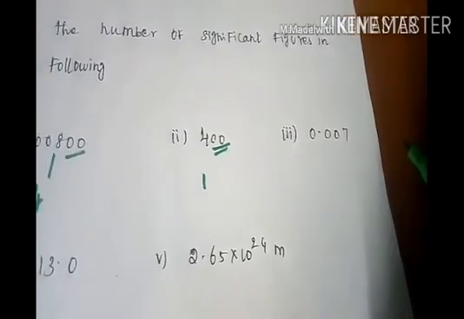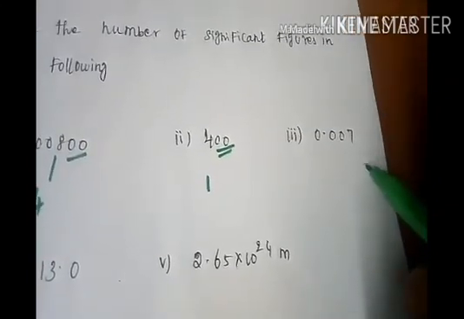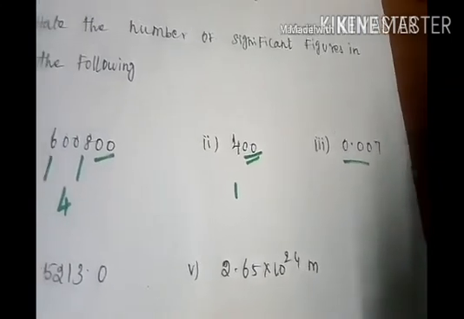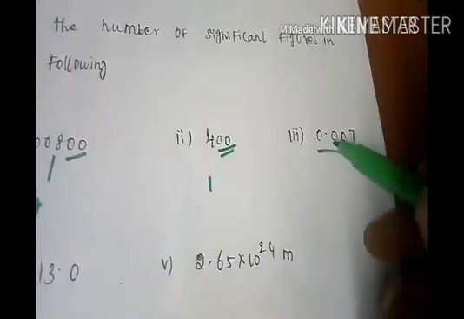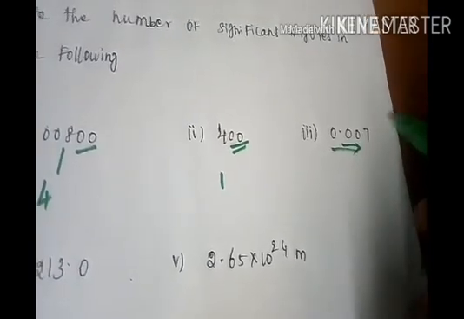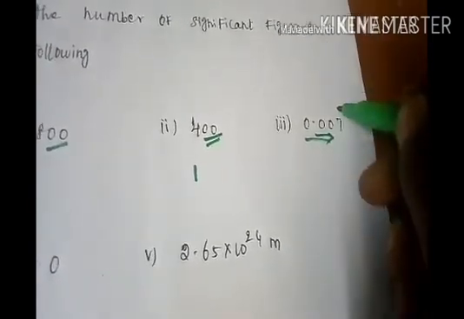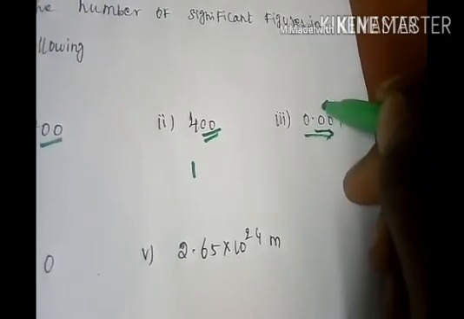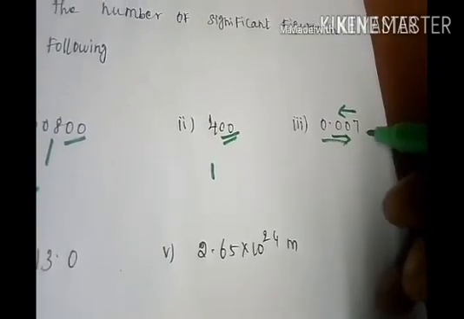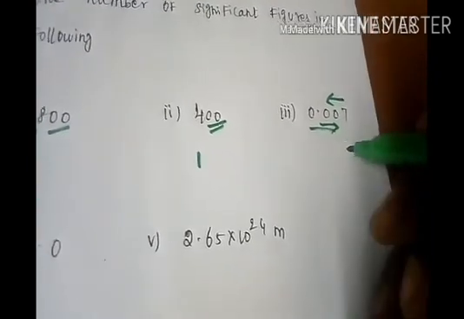Next one is 0.007. This number is less than 1. Then the zeros on the right of the decimal point but to the left of the first non-zero digit are non-significant. So here how many significant figures are there? 1.